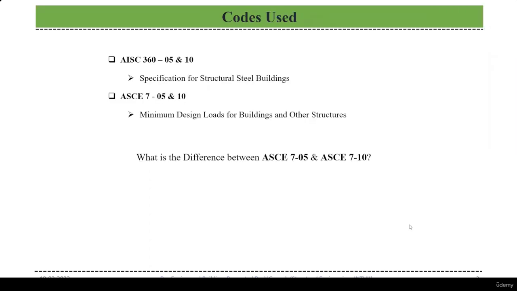So these are the codes we use here: AISC 360-05 or 10. What is meant by AISC? American Institute of Steel Construction. 360 is nothing but the unified American code, which was developed in 2005 and modified in 2010, and the latest version available here is 16. But most of the people are using 05 and 10, so we are also discussing these codes.